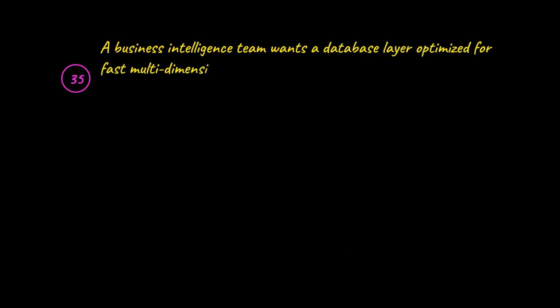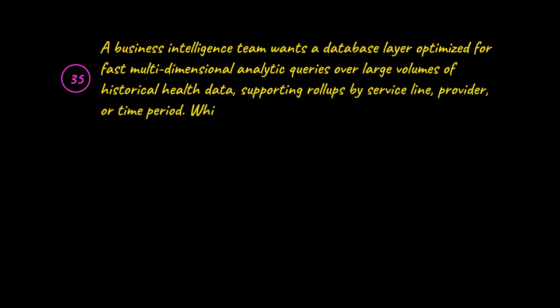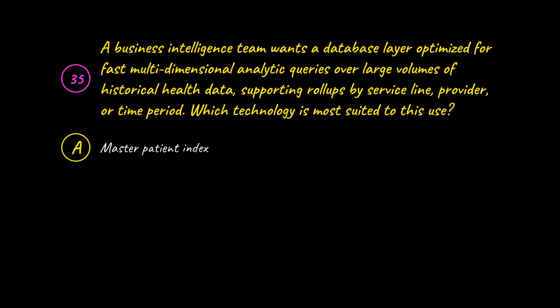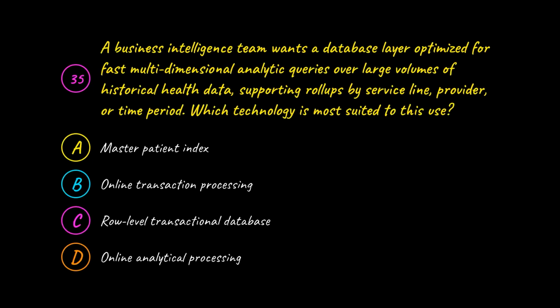Question 35. A business intelligence team wants a database layer optimized for fast multi-dimensional analytic queries over large volumes of historical health data, supporting roll-ups by service line, provider, or time period. Which technology is most suited to this use? Your options are A. Master Patient Index, B. Online Transaction Processing, C. Row-level Transactional Database, D. Online Analytical Processing. Before I reveal it, which one do you think is right?